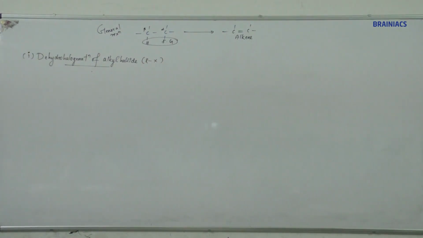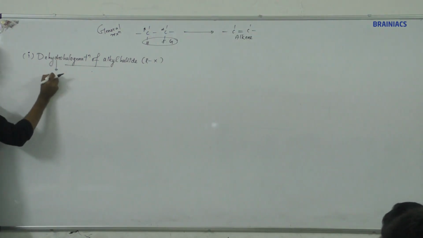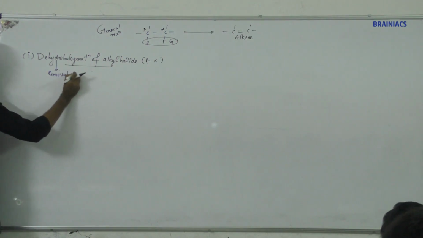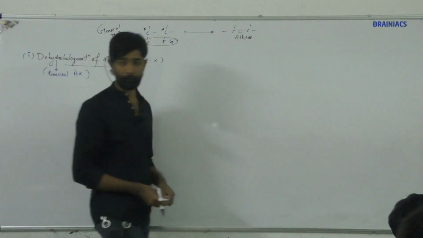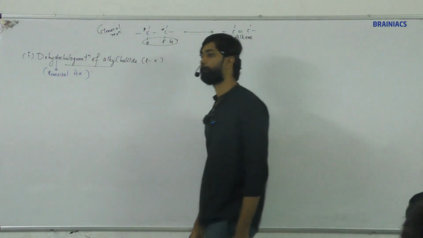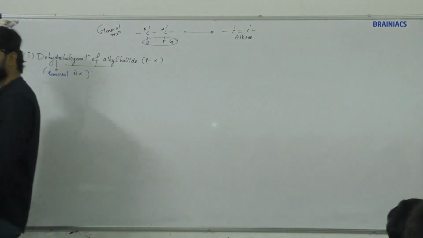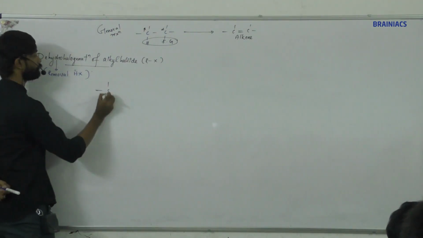Category, that is dehydrohalogenation of alkyl halide. Dehydrohalogenation means removal of hydrogen halide. That means HX. Removal of HX. Okay. Listen. The very same reaction.